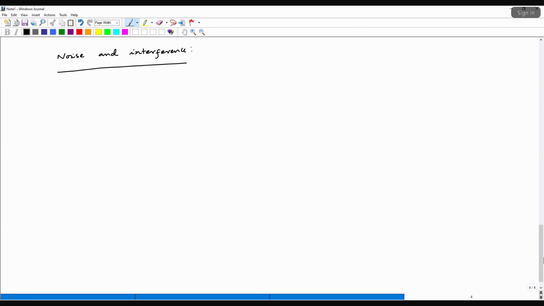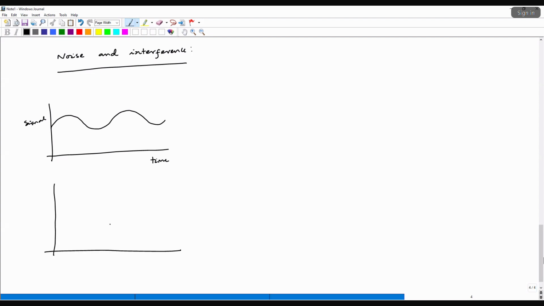Just a simple example: let's say you want to have a signal with time, and you wanted to get a nice sinusoidal curve, something like that. But in reality, you may get something like this. So it increases the data scatter basically.